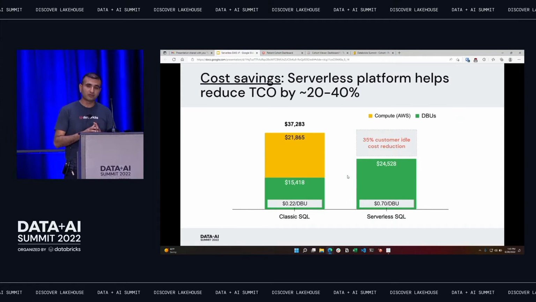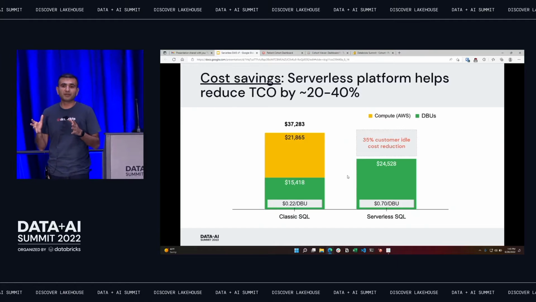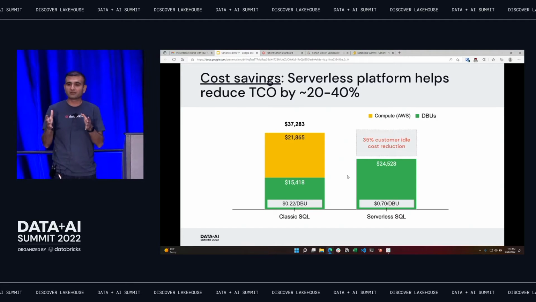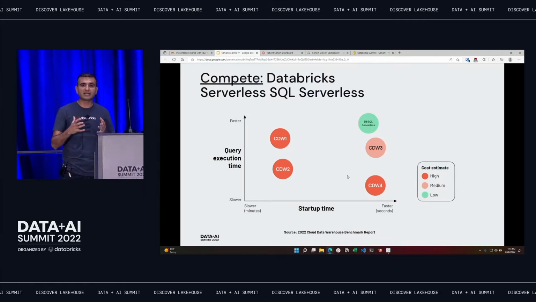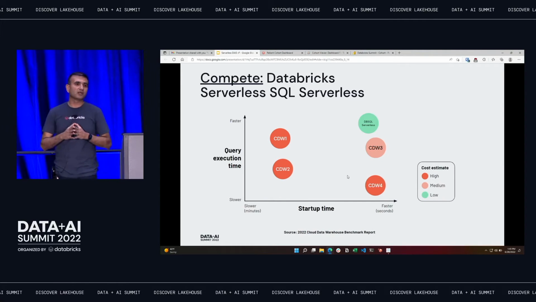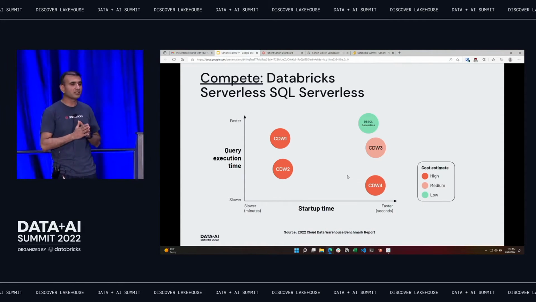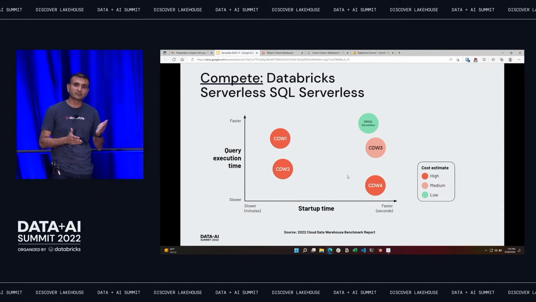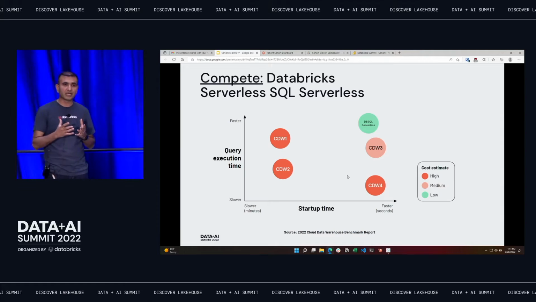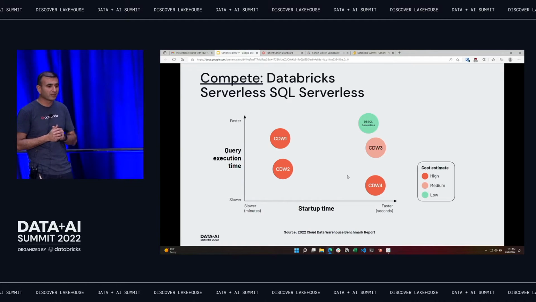Now, so far, what we are seeing is that we are comparing ourselves. We are comparing serverless offering with the non-serverless offering. Let's see how this stacks with our competition. This plots, it's a 3-dimensional plot. On the x-axis, you are looking at the startup time, startup performance. On the y-axis, you are looking at the query execution time, mainly the performance of the engine itself. And the color coding talks about the total cost of ownership.